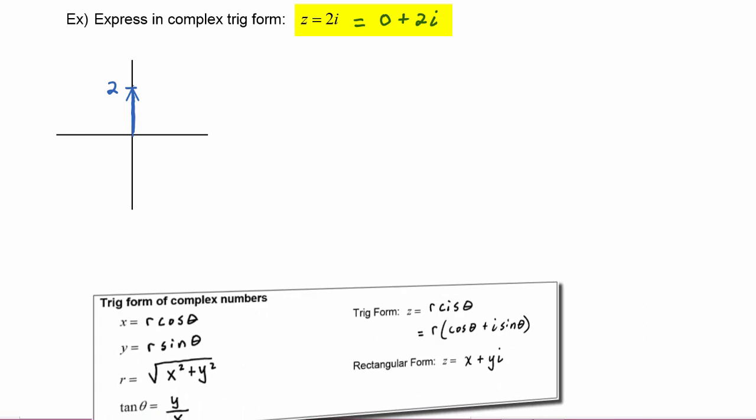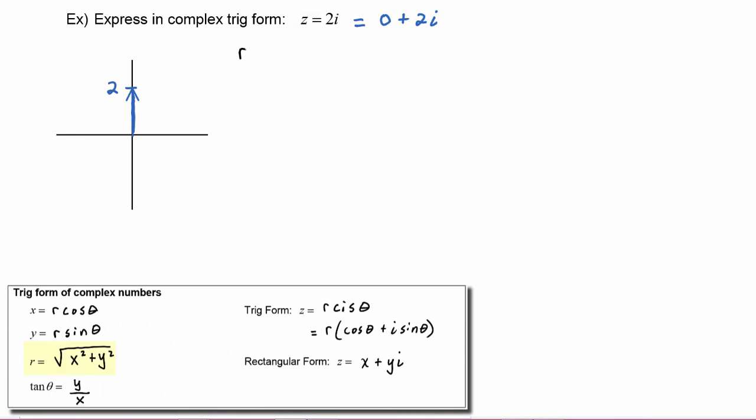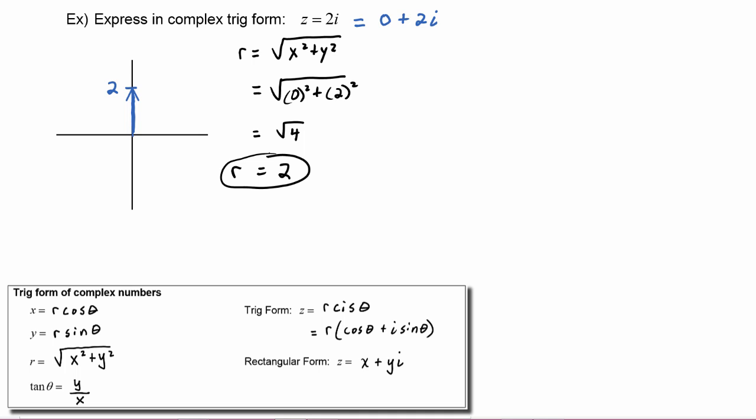We know that r has to be the square root of x squared plus y squared, which is the square root of 0 squared plus 2 squared, which is the square root of 4, which is 2. You could have also seen that from the beginning, knowing that r, of course, is the distance from the origin out to the terminal point of the vector.